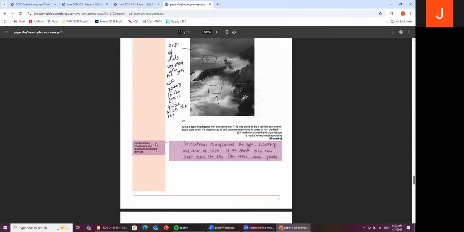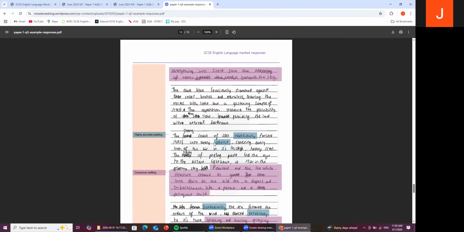Sophisticated vocabulary and successful linguistic devices. "The darkness encapsulated the light, blanketing any sense of hope as the grey mass crept across the sky. From above, everything was silent, save for the water beneath the sky." So really detailed, really rich writing there. Sounds really professional. Sounds like something you'd almost pick up in a book in Waterstones.